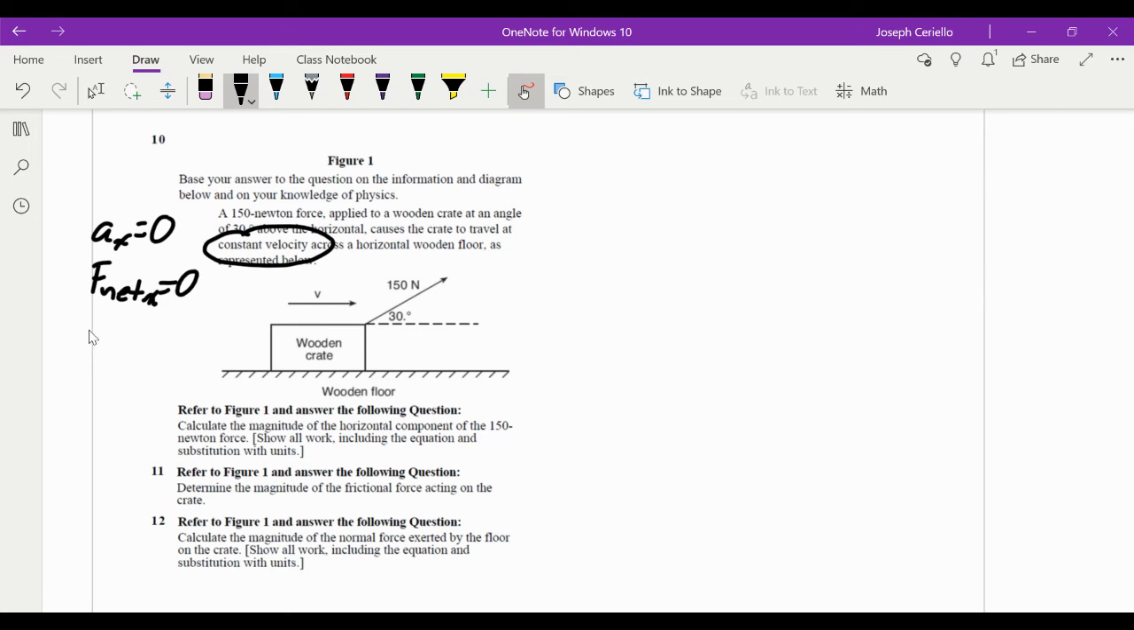It's also a wooden crate on a wooden floor, and it's moving. So the coefficient of kinetic friction is the one we're going to use, which is 0.3. That's from your reference table. Go check out where that is so you know where to find it.